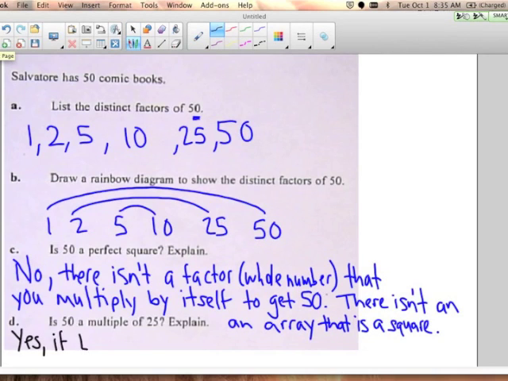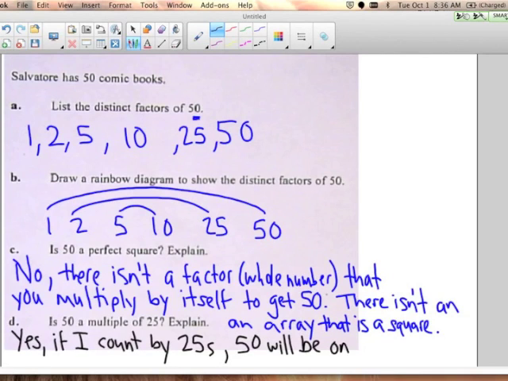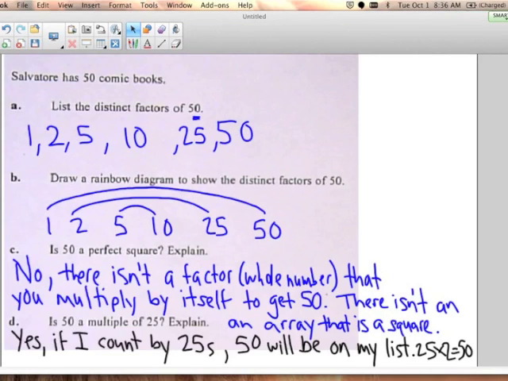50 is a multiple of 25. If I count by 25s, 50 will be on the list. We have to read these questions carefully. I think you got the idea confused that 25 is not a multiple of 50, but 50 is a multiple of 25. If I was to take 25 times 2, I would get 50.